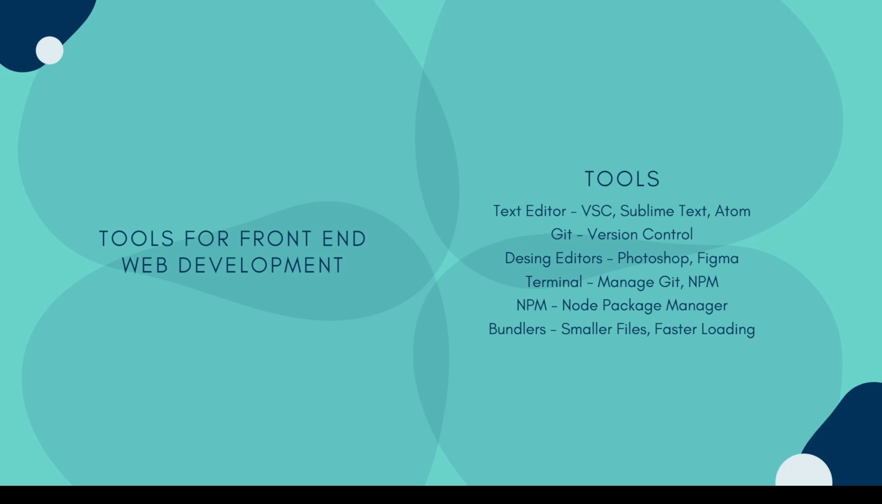Bundlers. So bundlers, as you could see, they offer us smaller files, faster loading. This type of program allows us to bundle our code, so we could have smaller files. Also, those files would easily be read by our server, which could give us faster loading on our website, obviously. A good example of these bundlers would be Gulp, for example.